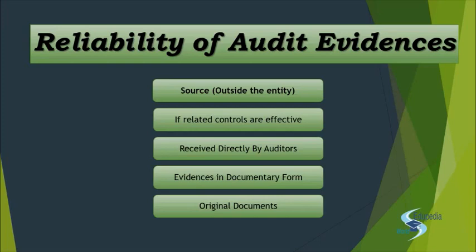So what are the 5 cases that you have seen? First is the source, whether it is outside or inside. If it is outside, it is more reliable. Then you check the related controls, whether they are effective or ineffective. If they are effective, more reliable. Then whether the data is received directly by the auditor or by the management. If it is received directly by the auditor, more reliable. Evidences in documentary form or the oral form. If it is in documentary form, more reliable. Then whether the documents are original or photocopies. Original, more reliable. Right? So these are the 5 things that you check.